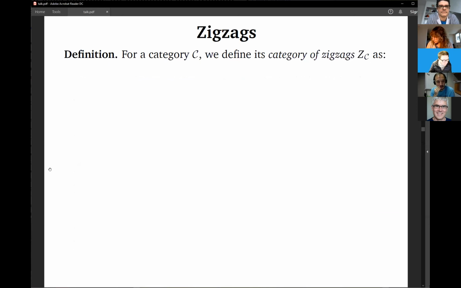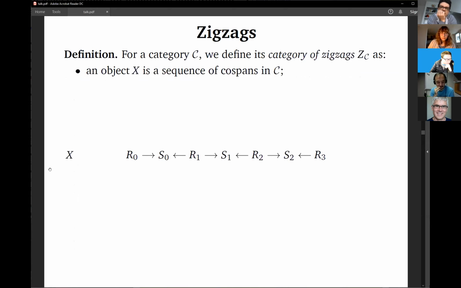So what's the theory there? This is the most theoretical slide of the talk. For any category C, we define its category of zigzags, another category Z of C, as follows.